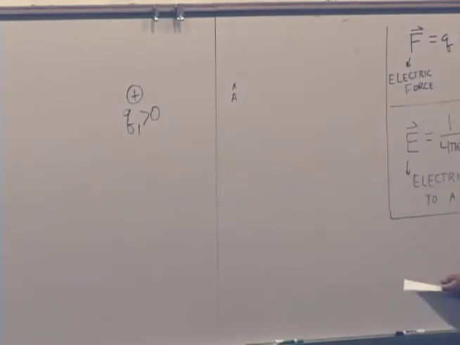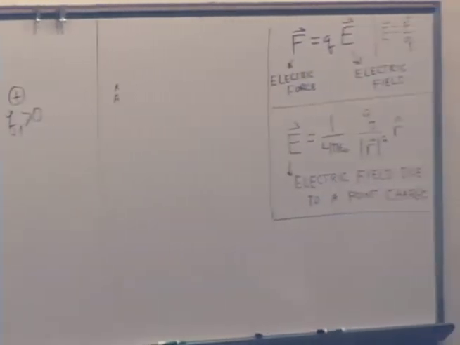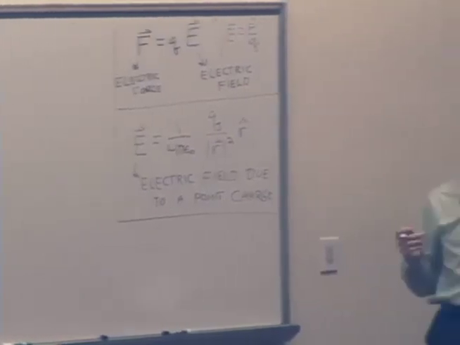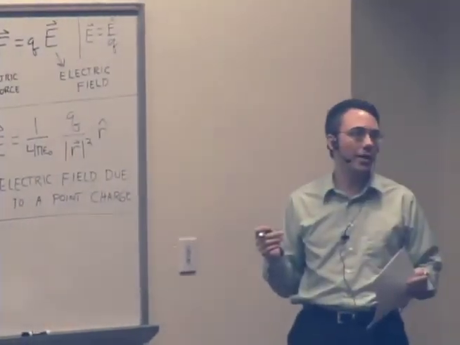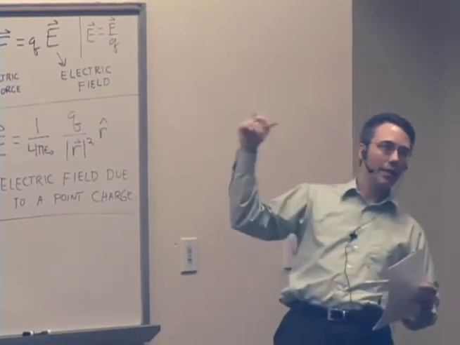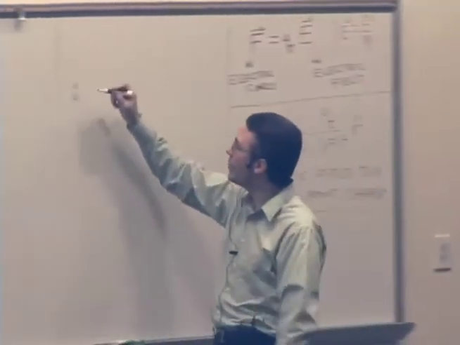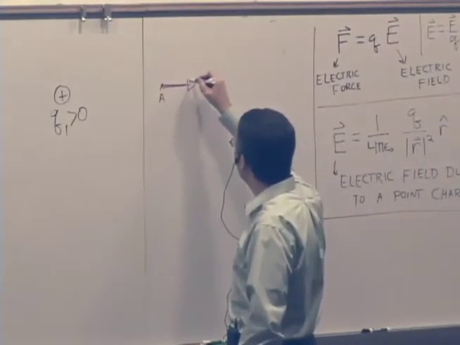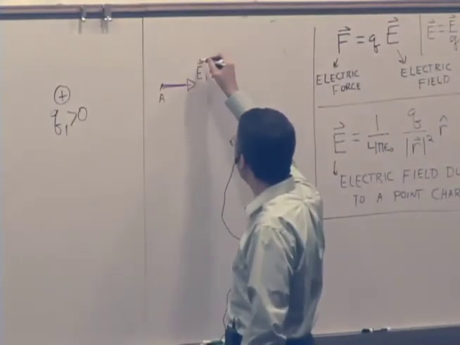So the electric field, based on this equation, is going to point in what direction? Point with your fingers. At location A, the electric field due to that Q1 should be pointing that way, right? Away from positive charges, so directly away. So we can say that's E1.